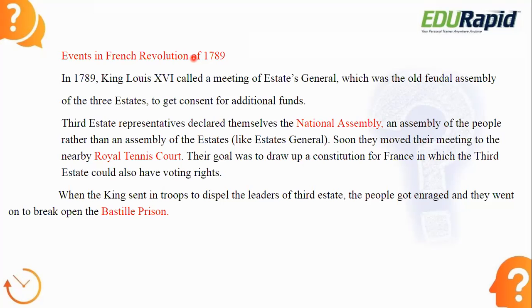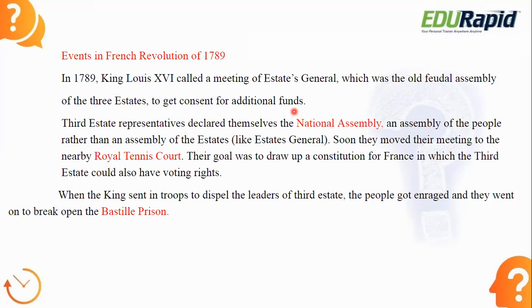Okay, so now we're going to study the events in the French Revolution of 1789. In 1789, King Louis XVI called a meeting of the Estates General, which was the old feudal assembly of the three estates, to get consent for additional funds. Okay, so this event is very important. After the end of the 7-year global war, France fought many more wars. Because of that, the national debt was increasing very much. So to create additional funds, King Louis XVI called a meeting of the Estates General.